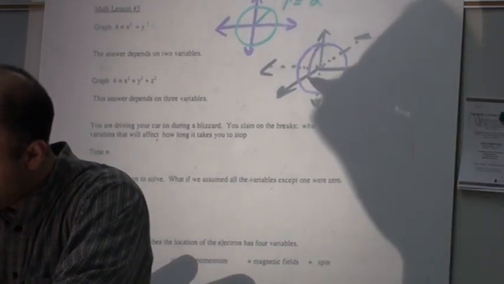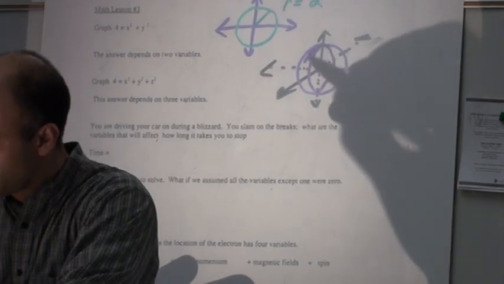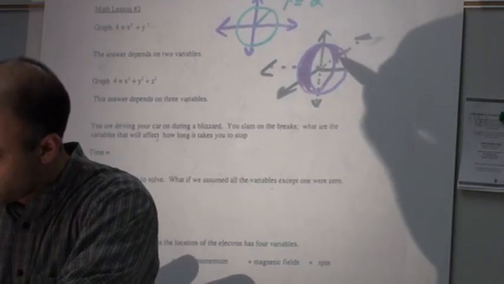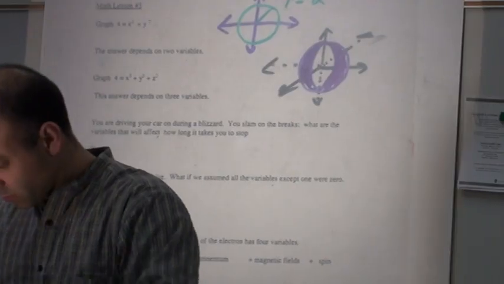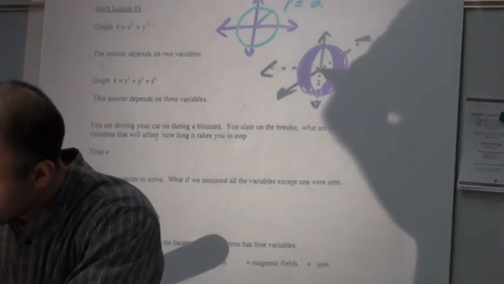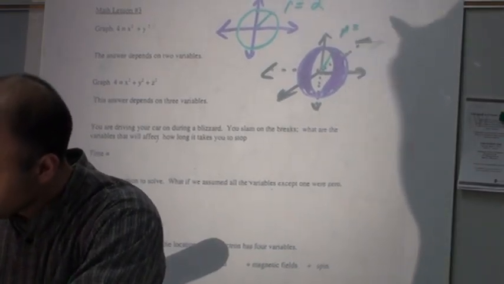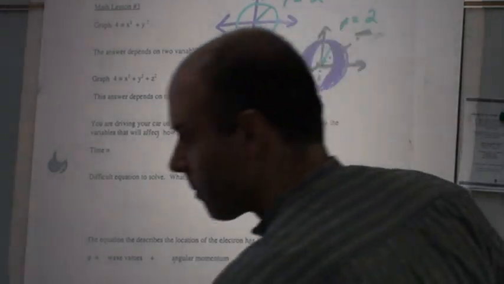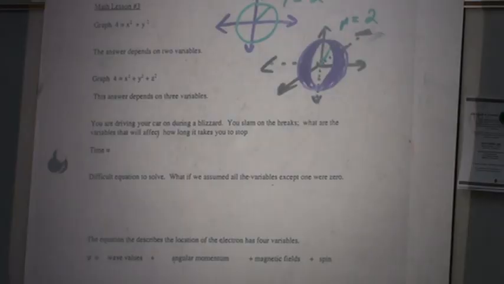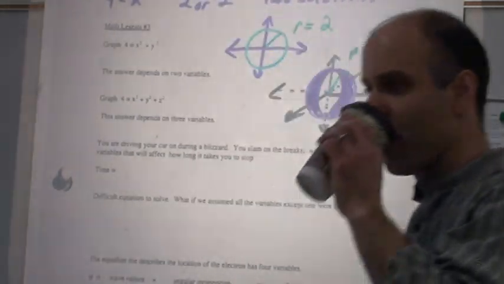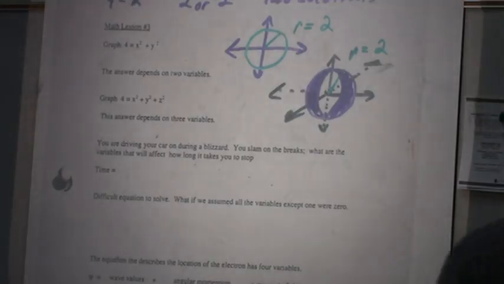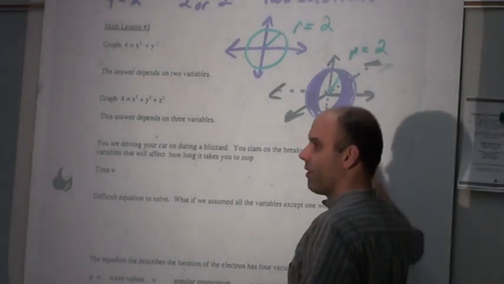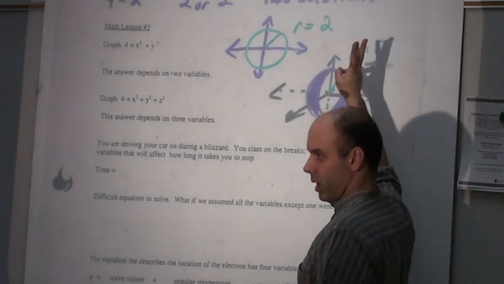So I go like this, and then I shade the skin. And my radius is 2. So I've drawn a sphere of 2. So how many variables does this graph depend on? 3. X, Y, and Z.